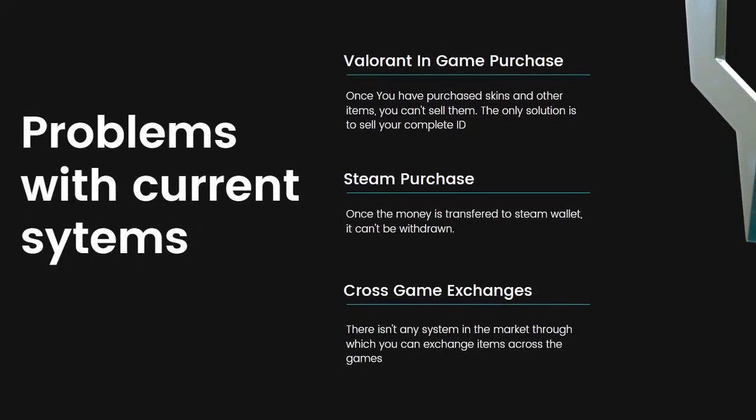So let's move forward. What are the current problems with the other game markets? For example, in Valorant, you can purchase game assets like skins, but if you want to sell them to other players, you can't do it. You have to sell your whole ID. So that's a drawback of the Riot game purchasing system.